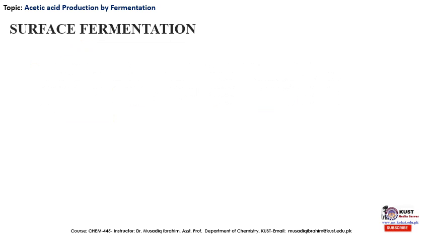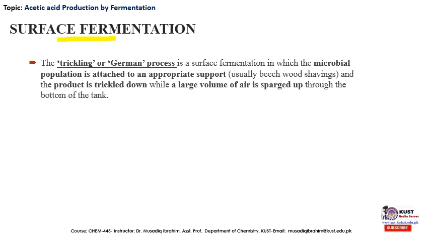Now the second method by which acetic acid is produced in industries is the surface fermentation method, basically known as the trickling or German process, in which the microbial population is attached to an appropriate support, usually beechwood shavings, and the product is trickled down while a large volume of air is sparged up through the bottom of the tank.